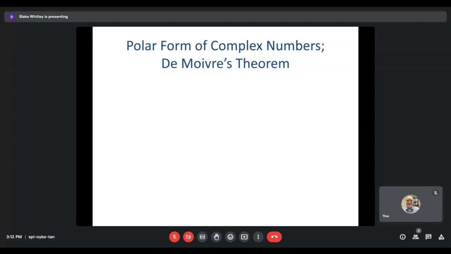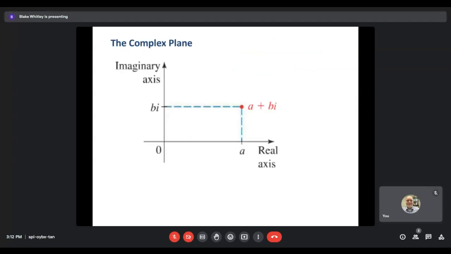Then we're going to look at de Moivre's theorem, which allows us to actually find higher powers of some of these complex numbers, but in an easier way by using the polar form of those complex numbers. So we're going to start here by looking at the complex plane.